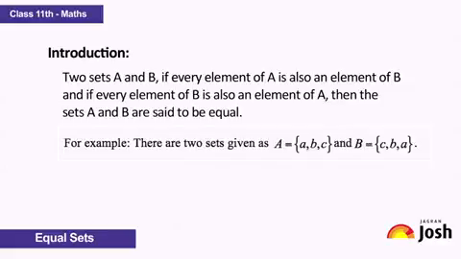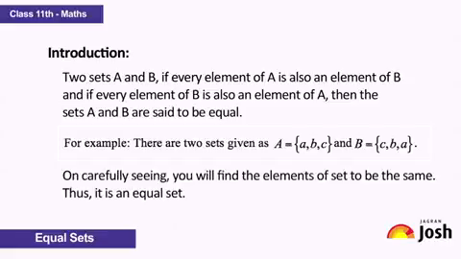For example, there are two sets given as A equal to {A, B, C} and B equal to {C, B, A}. On carefully seeing, you will find the elements of the sets to be the same. Thus, it is an equal set.